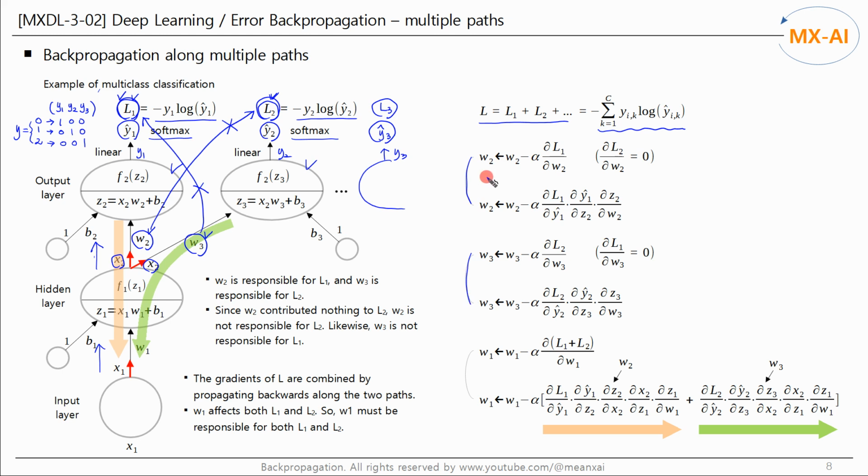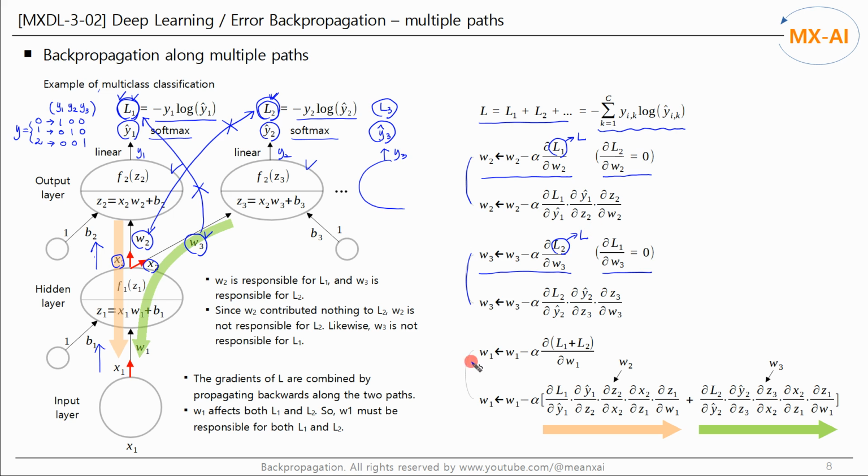W2 is updated like this using the gradient of L1. Since W2 is independent of L2, this is 0. So instead of L1 in this equation, we can just write L. W3 can also be updated using the gradient of L2 in this way. Since this is 0, we can also just write it as L.